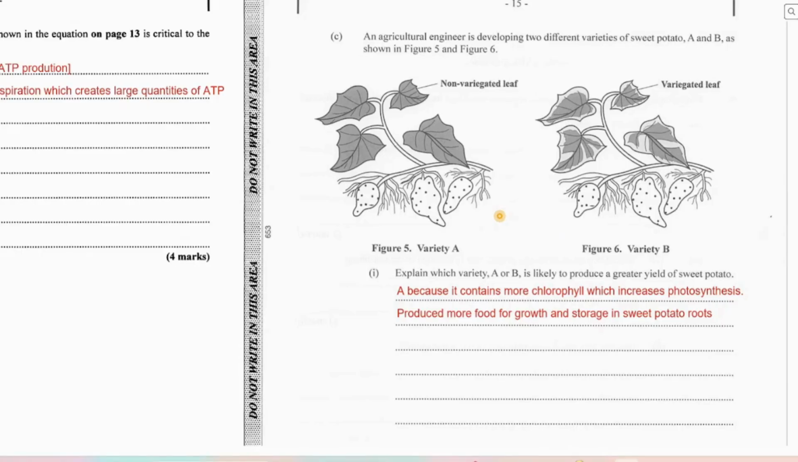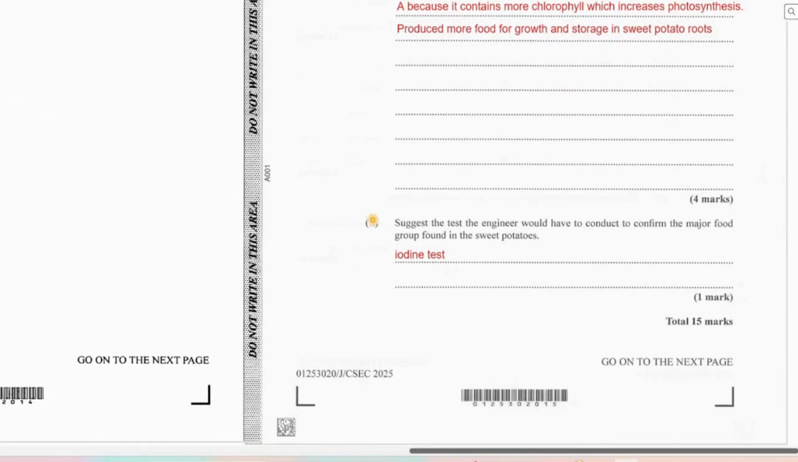That food is glucose, which is going to be stored as starch. And as we know with sweet potatoes or any root crops, this is where starch is stored. So therefore, there's going to be way more starch to store. Thus, you are going to have more sweet potatoes being formed. And then part 2 suggests the test the engineer would have to conduct to confirm the major food group found in the sweet potatoes. That would be the iodine test.